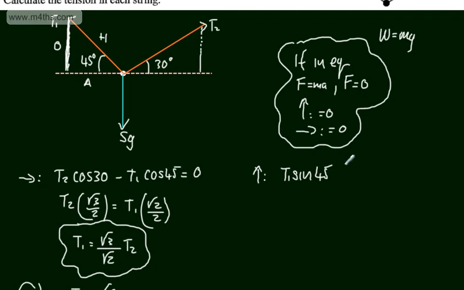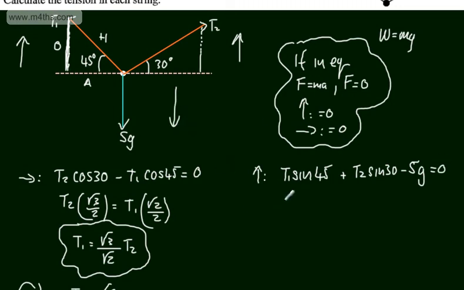So what we have then is that plus now T2. Remember, this is giving us all the forces in the vertical direction acting upwards. T2 sine of 30, and now subtracting away 5g will be equal to 0, as that is the force acting in the opposite direction.